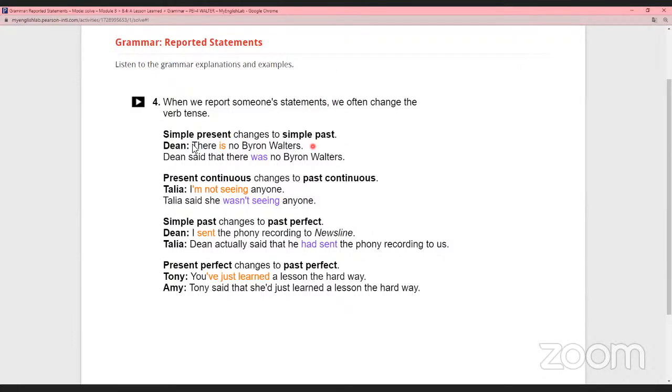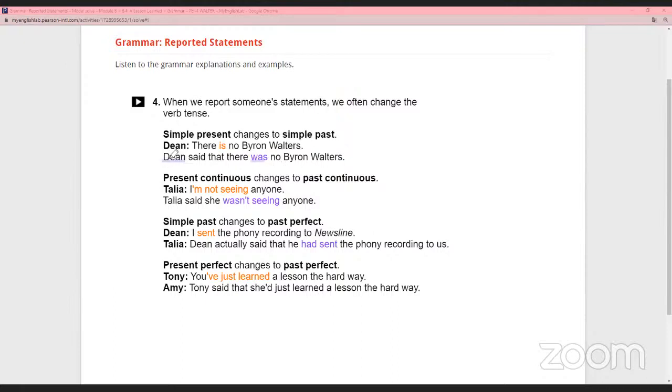This is what I'm going to report. There is no Byron Walters, okay? The sentence that I'm gonna report is in simple present. So the only thing that I'm going to do is to change it into the simple past.